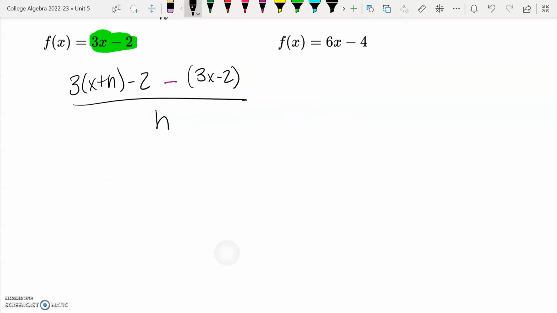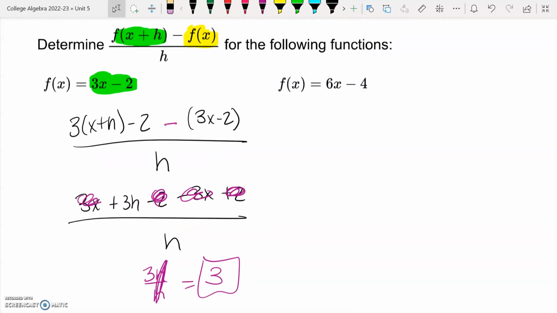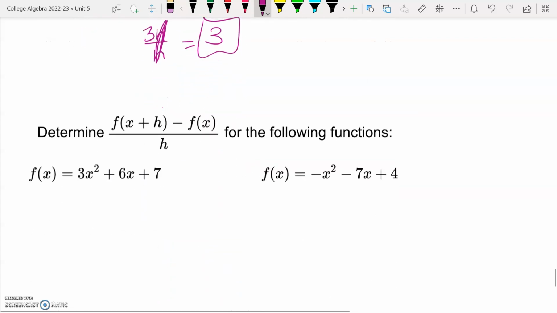This one's a little bit easier because you don't have to FOIL. So I get 3x plus 3h minus 2 minus 3x plus 2 all over h. I combine my like terms. Negative 2 cancels. 3x, negative 3x cancels, so I get 3h over h. Well, I could take away an h there. I get 3 as my answer. So that one's a little bit easier, but again, make sure you're distributing that negative sign to the last part whenever you plug in the original function.